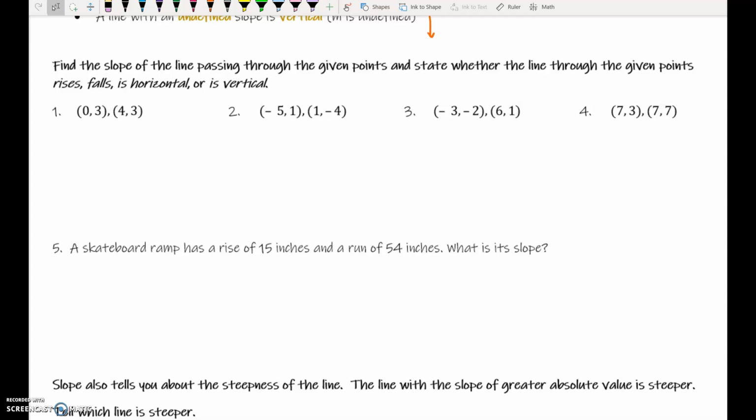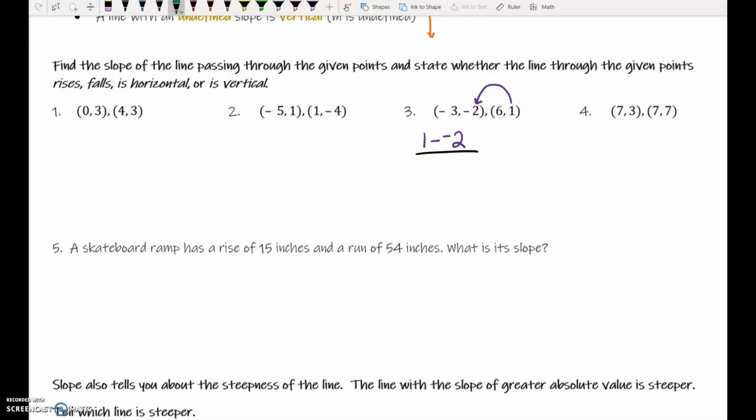So I'm going to start with number 3 because it's the only one that doesn't have the same numbers repeated anywhere. On the top, I'm going to subtract the y's, and I'm going to go this way. 1 minus a negative 2. The slope formula involves subtraction. So even if your point is negative, you still have to do the subtraction. So make sure you're always subtracting, even if you're subtracting a negative number.